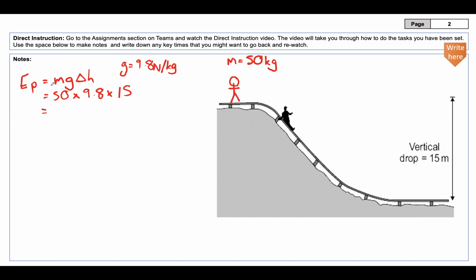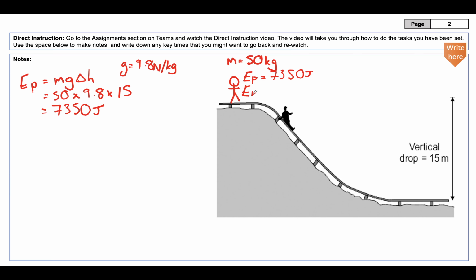So 50 times 9.8 times 15 meters, and his potential energy is 7,350, and we're using joules. So his potential energy is 7,350 joules when he's at the top.